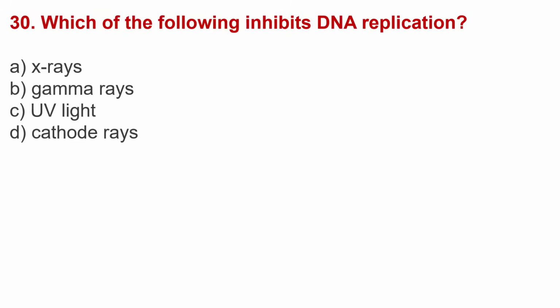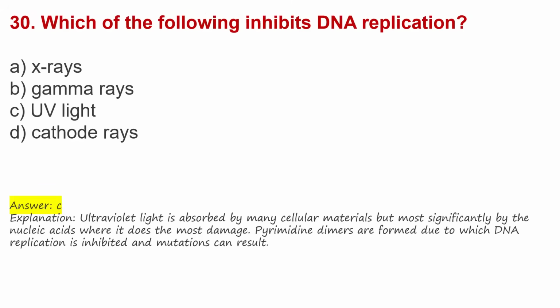Question 30. Which of the following inhibits DNA replication? A. X-rays, B. Gamma rays, C. Ultraviolet light, D. Cathode rays. The answer is C. Ultraviolet light is absorbed by many cellular materials, but most significantly by nucleic acid, where it does the most damage. Pyrimidine dimers are formed, due to which DNA replication is inhibited and mutations can result.